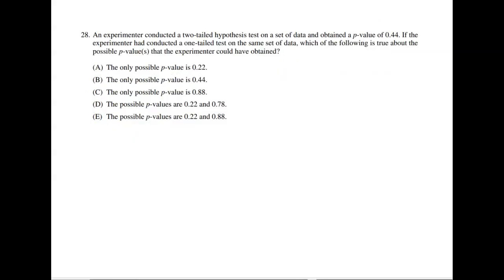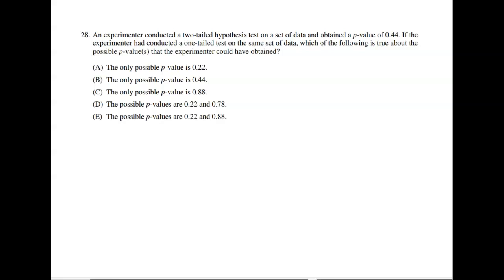All right, looking at 28, an experimenter conducted a 2-tailed hypothesis test on a set of data and obtained a p-value of 0.44. If the experimenter had conducted a 1-tailed test on the same set of data, which of the following is true about the possible p-values that the experimenter could have obtained? All right, in this case, if it's 2-sided and we have a p-value of 0.44, the possible p-values that we're going to get are going to be between 0.22 and 0.78.